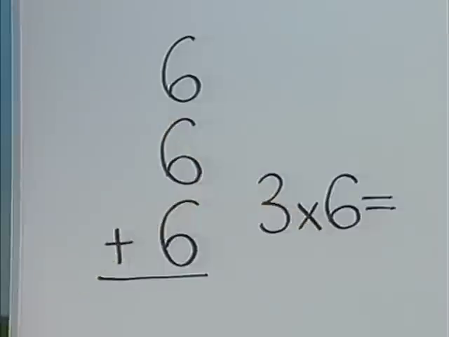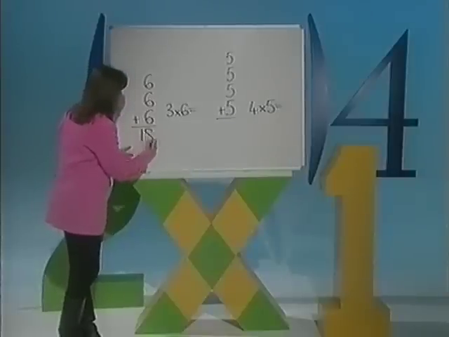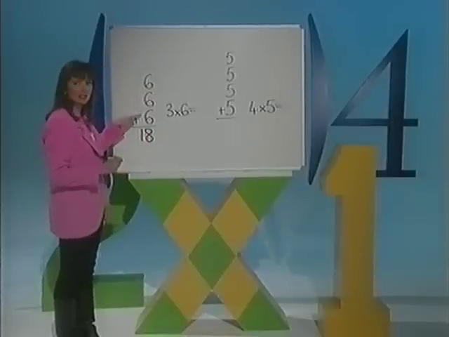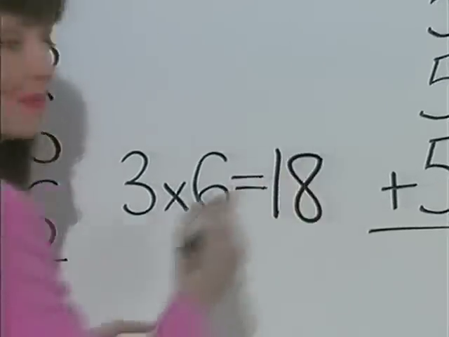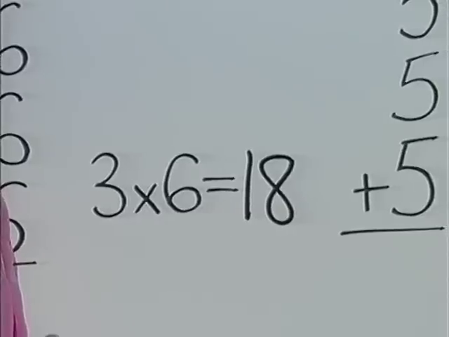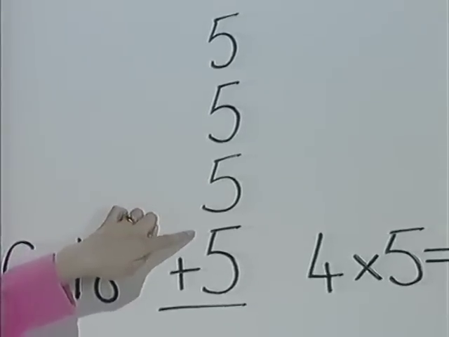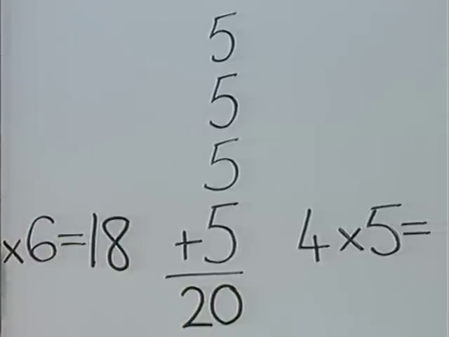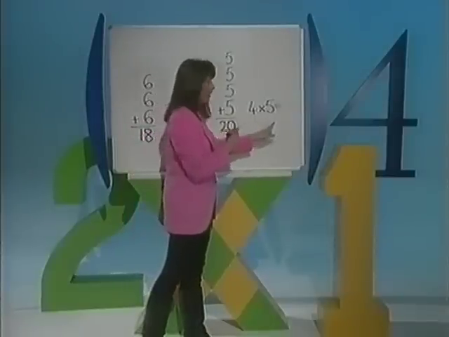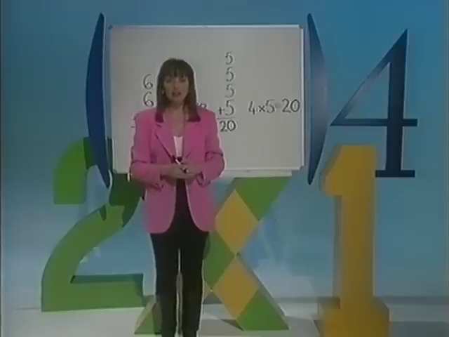But first, what does times mean? Well, 6 plus 6 plus 6 equals 18. You've added 3 6s together. So 3 times 6 also equals 18. What about 4 times 5? Well, that is the same as adding 5 and 5, 5 and another 5 together. The answer is 20. You've added 4 5s to give 20. So 4 times 5 also equals 20. Times is just a quick way of adding the same number over and over again.